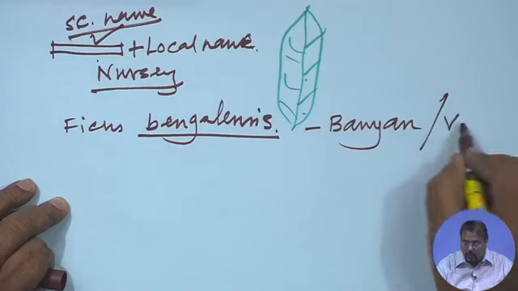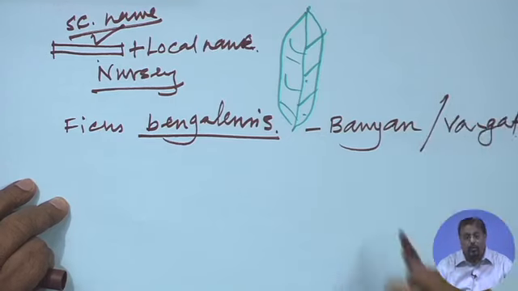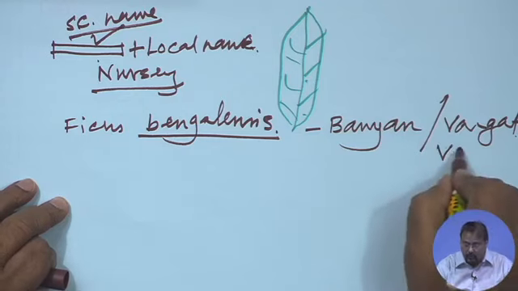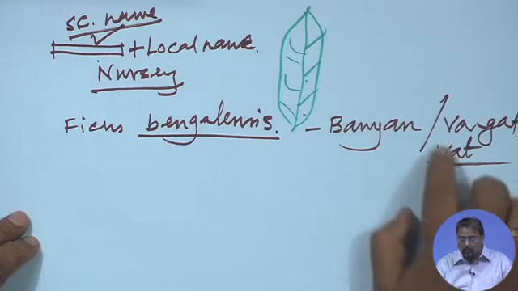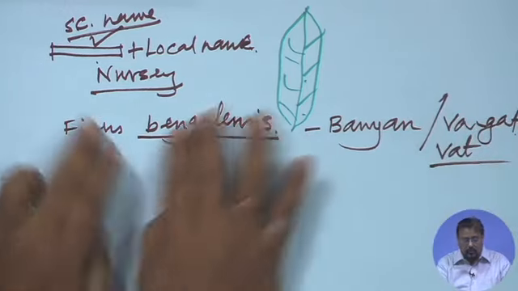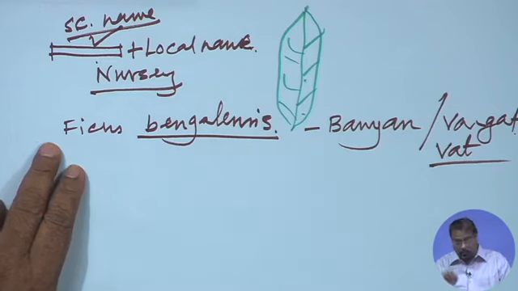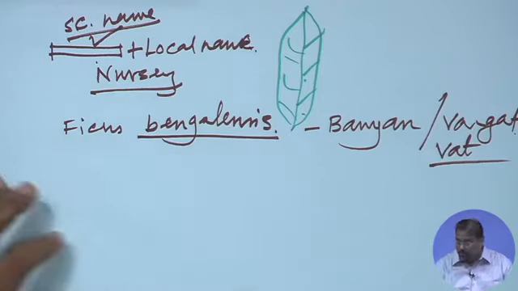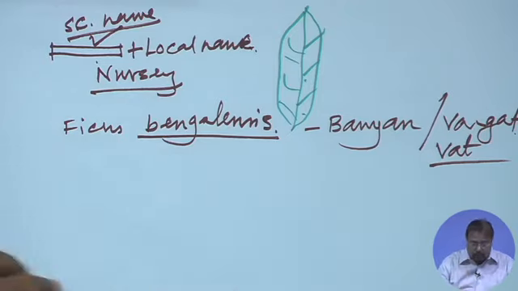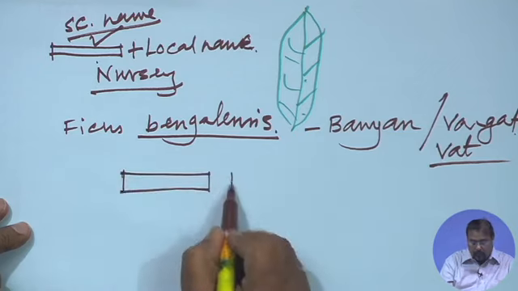The local Hindi name is Vargat and the local Bengali name is Vat. Now see, this Vargat and Vat has not been represented over here. It is the scientist's wish how he is going to explain or express this part of it. So then it brings us to one point. That means any plant will have two parts.